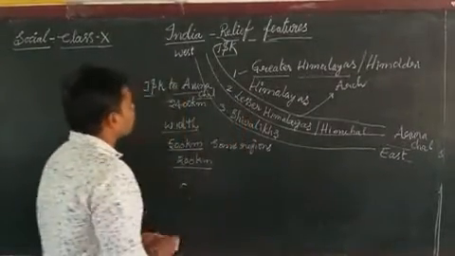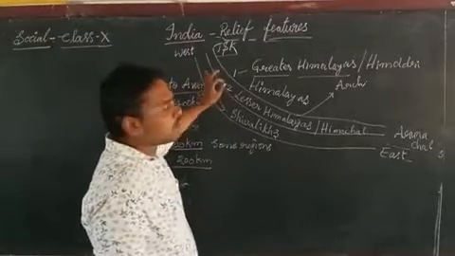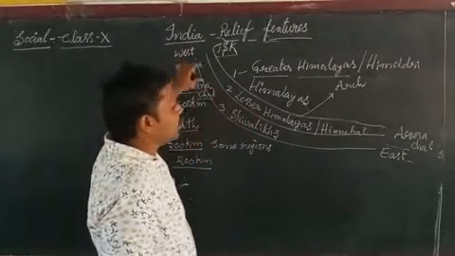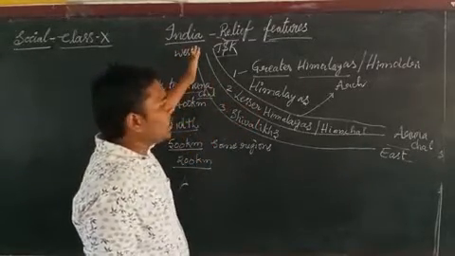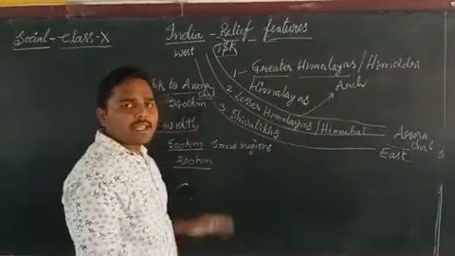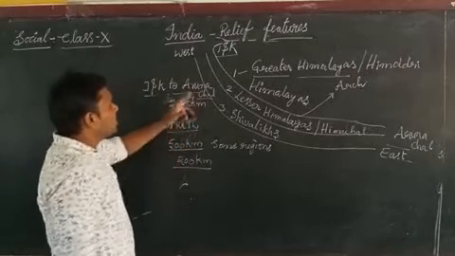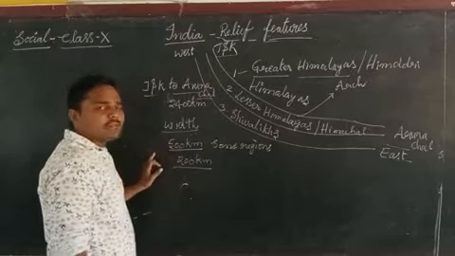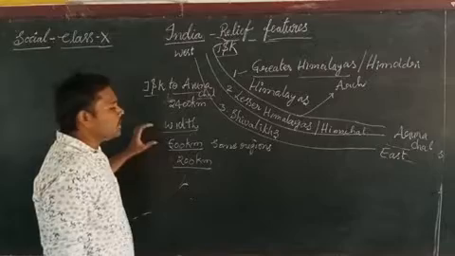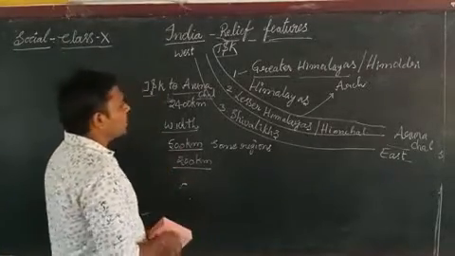Now, once again, the entire Himalayas are formed in the shape of an arc in the northernmost part of India. They are extended from Jammu and Kashmir to Arunachal Pradesh. From west to east, the entire length of Himalayas is 2,400 kilometers. The width of the Himalayas varies from 500 kilometers to 200 kilometers.